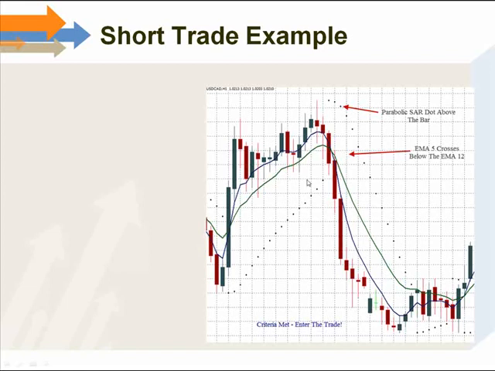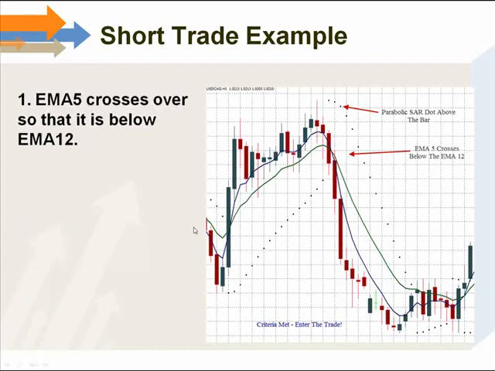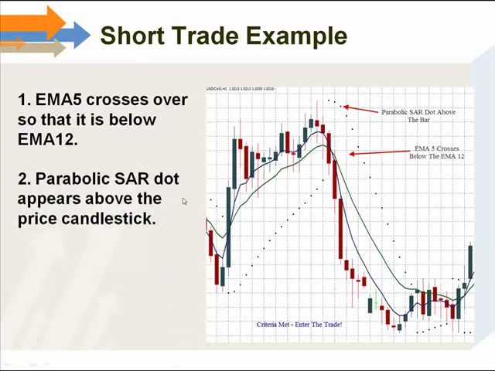So let's look at this on a chart here, and then we'll actually go on to MetaTrader and show you some real short trade examples. So I've got a chart here. We're looking for two conditions to enter a trade. We need the EMA 5 to cross over so that it is below the EMA 12, and looking on this chart, the blue line has crossed under the green line, so that condition is met. And when that happens, we need the parabolic SAR dot to appear above the price candlestick. And just going up right above that point, the parabolic SAR dot is right there. So at that point, that's our indication to enter the trade.